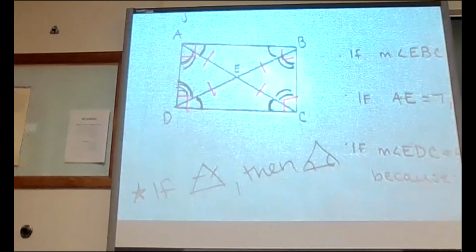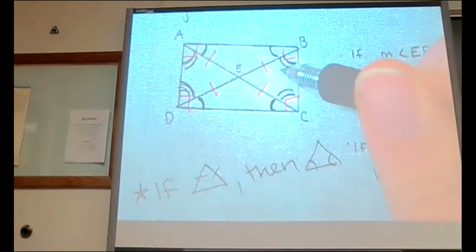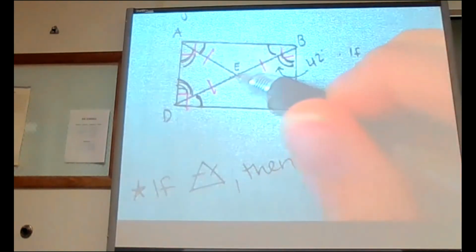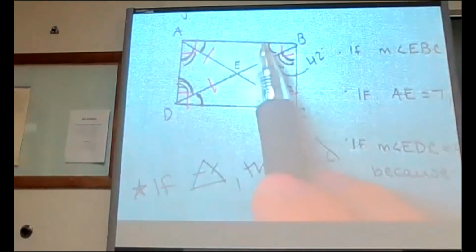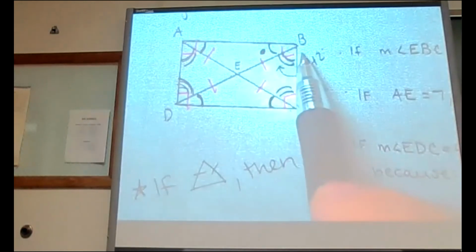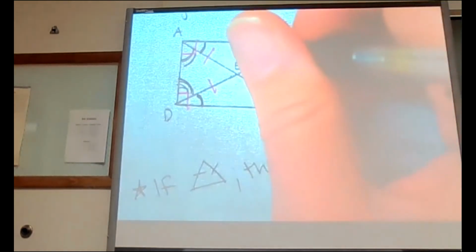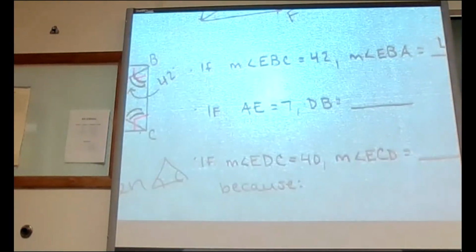So then it tells us that EBC is here. If this angle measurement is 42, then what is EBA, which is here? Well, what do those two angles have to add up to? 90, I already marked it. This is a 90-degree angle. So if this is 42, this angle would be 48. 48.